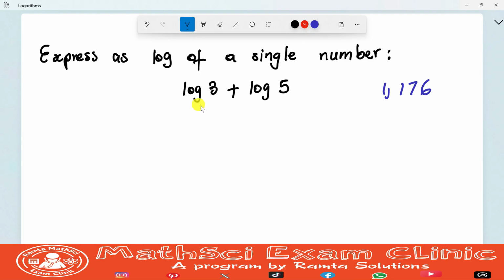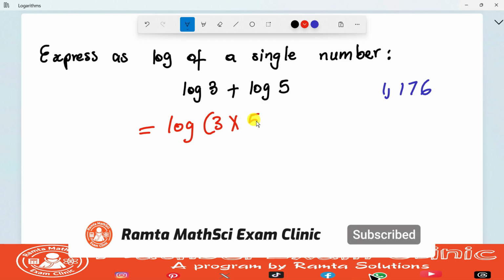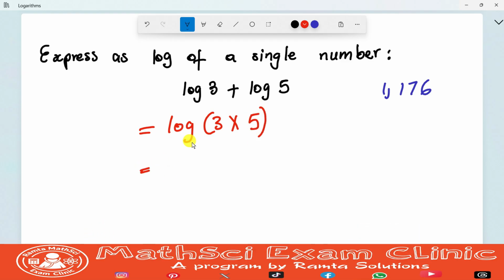So what you see here, you see that you have addition of two logs. Addition of two logs is the same as saying this will be log, open bracket, 3 times 5. And what is 3 times 5? 3 times 5 is 15.